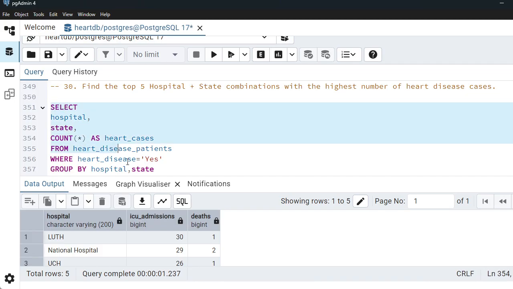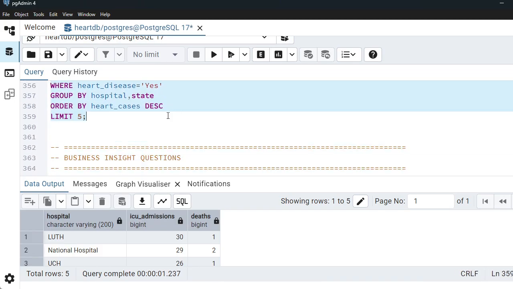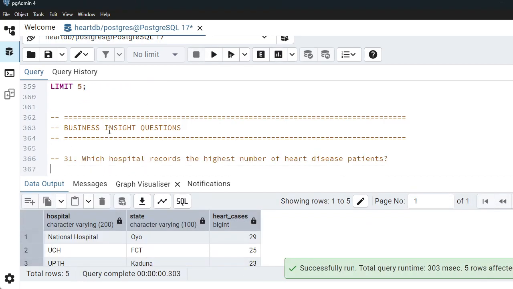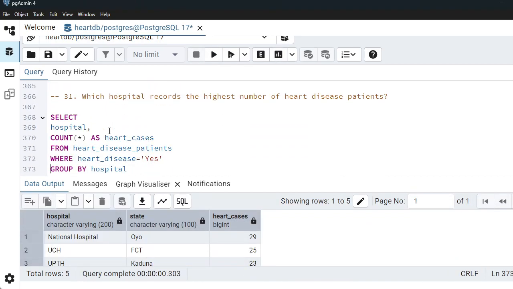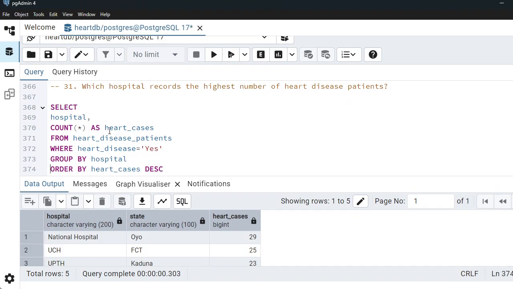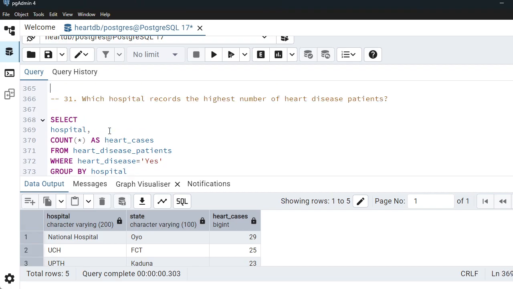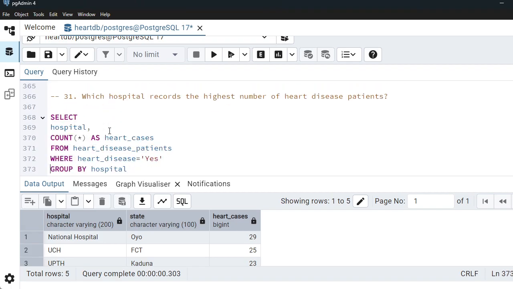So we run this now, just like the ranking. So we have done with this. If you look at this one now, see which hospital records the highest number of heart disease patients. These are the business insight questions: which hospital has the highest number of heart disease patients.